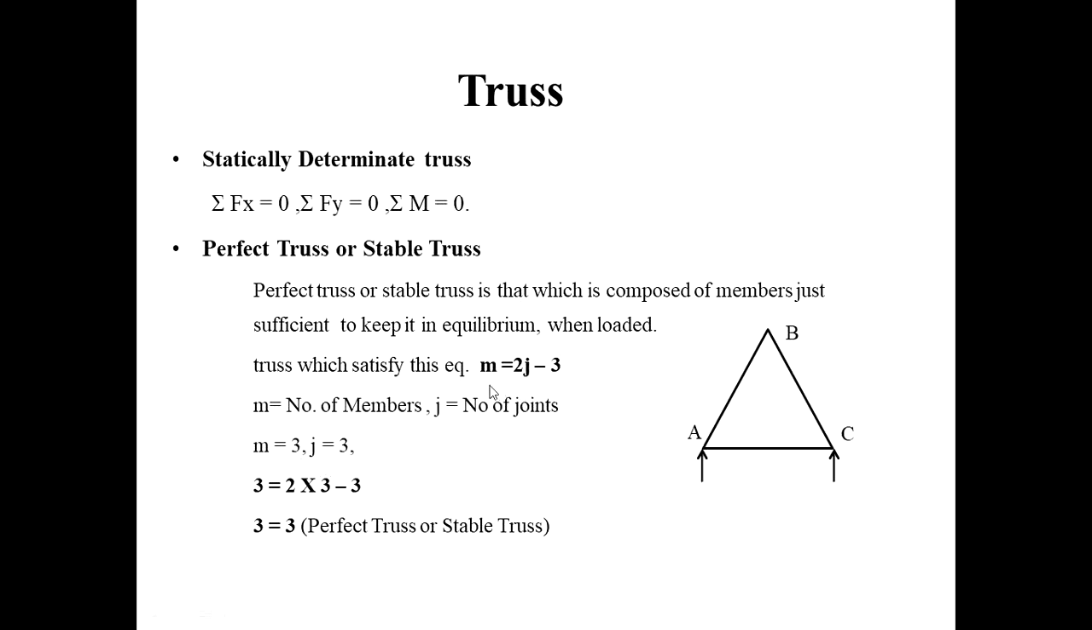Put all values in the equation. M is equal to 2J minus 3, that is 3 is equal to 2 into 3 minus 3. So 3 is equal to 3, that is RHS is equal to LHS. This is a perfect truss or stable truss.